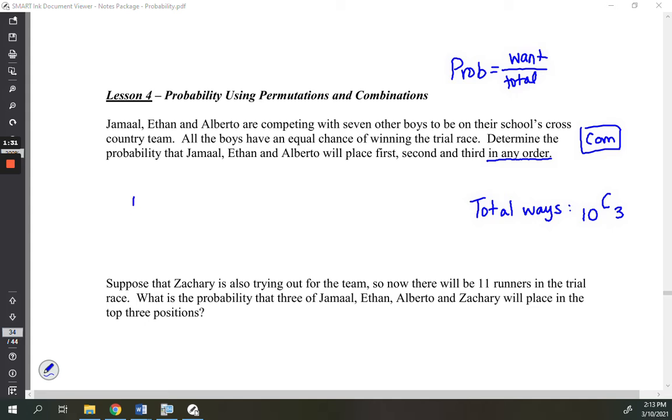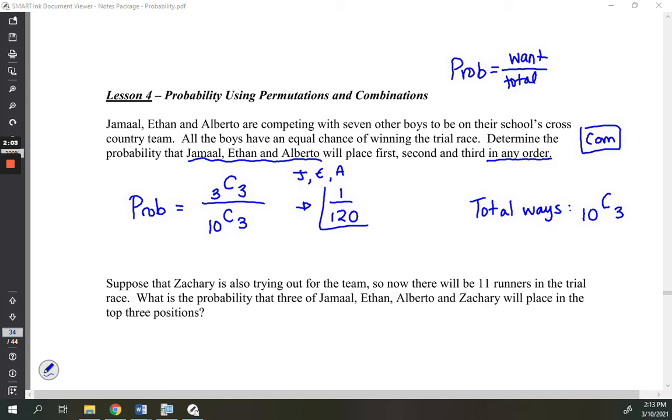Now if I want to find the probability, it's what I want over the total. I already figured out the total is 10 choose 3. What I want is the probability that Jamal, Ethan, and Alberto are in that top 3. So out of Jamal, Ethan, and Alberto, I have to choose all 3 of them, and that's what I'm looking for in my group: those 3 are my group. Then you just have to type it into your calculator. If you do the top and then the bottom, you'll see that your probability is 1 out of 120.